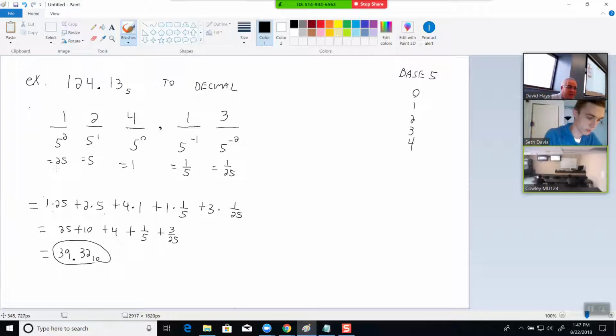If you had different bases that you're working with, base 16, same principle. You'd have 16 to the 0, 16 to the first, 16 squared. Over on the right side, you'd have 16 to the -1, 16 to the -2.